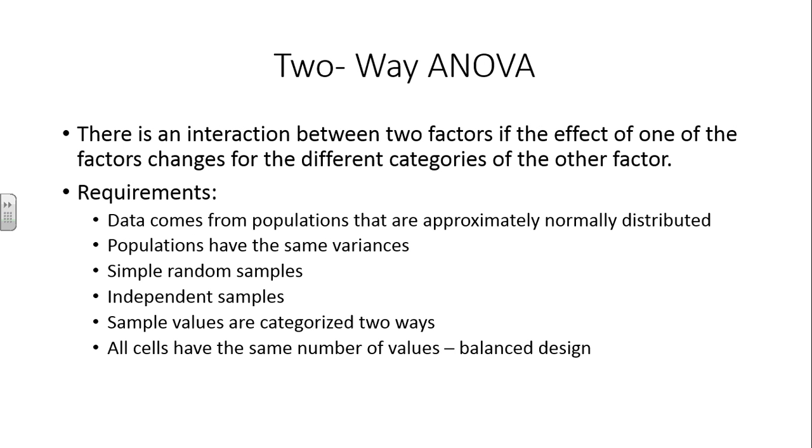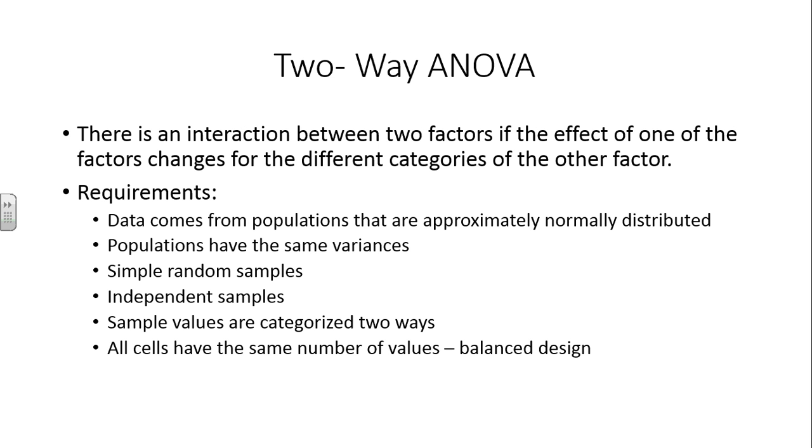All right. Next, we're going to go to a two-way ANOVA. In this case, we are looking to see if there's an interaction between two different factors, and to see if the two factors have an effect in the different categories. The requirements are very similar.